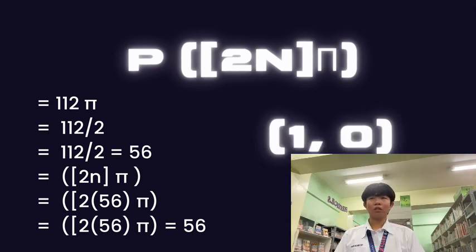To prove if it corresponds to the coordinate, let us simply substitute 56 to the equation 2nπ. So let us just input 2 times 56 times π in our calculator, and it will give us a value of 112π. With this, we can conclude that its coordinates are (1, 0) for the reason that it is an even number in the whole numbers.